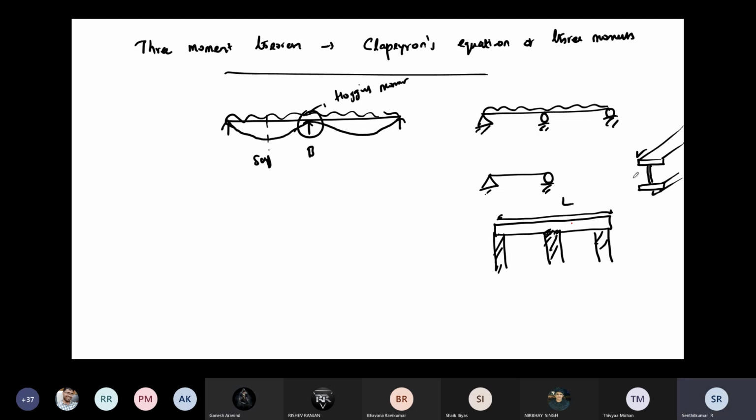What about a channel section? Have you heard about that before? A channel is nothing but your C section, a C shape. That is called a channel section. An angle section is L.